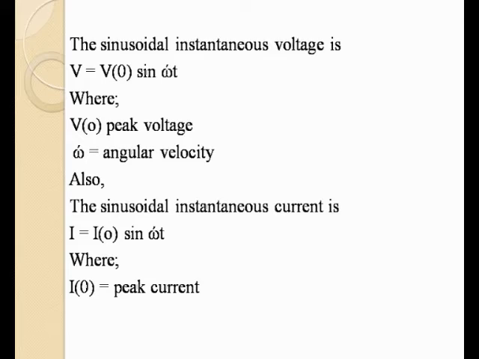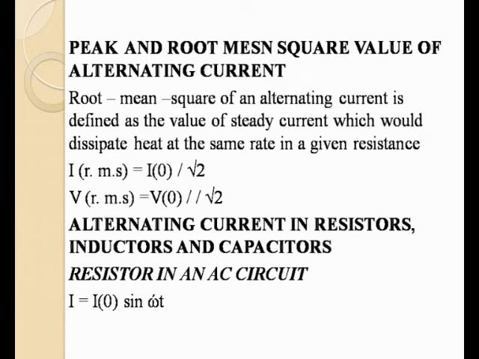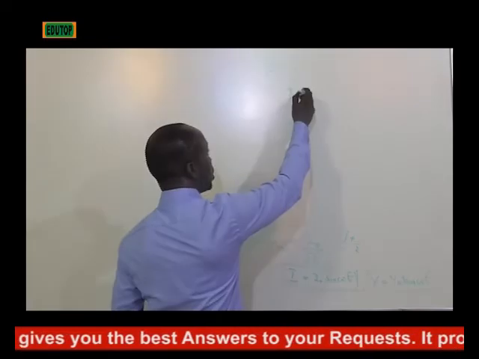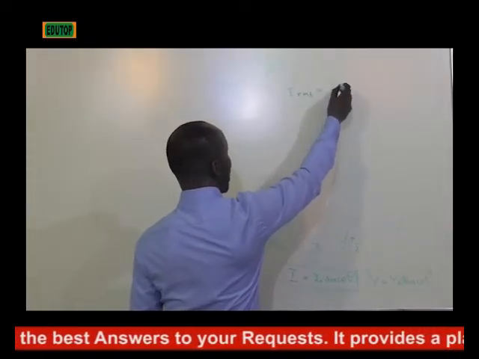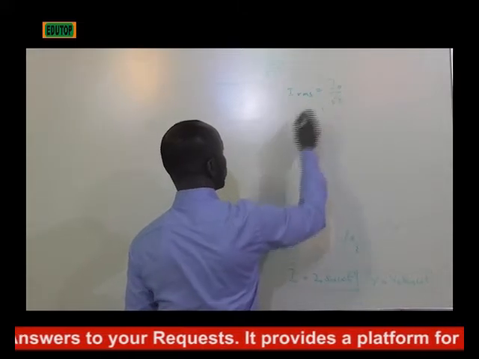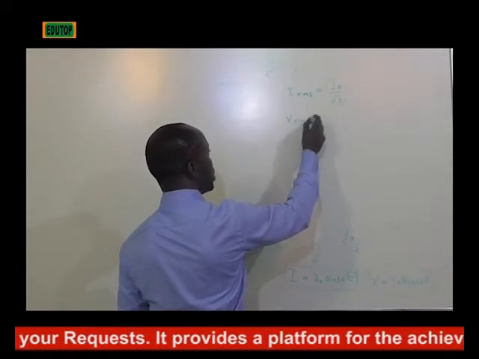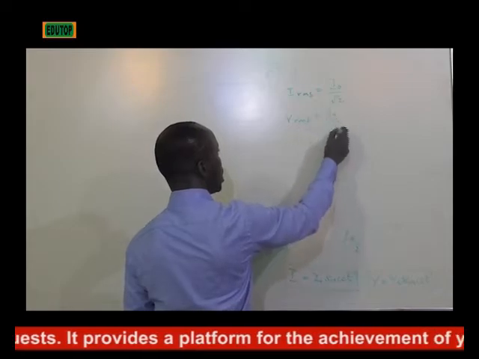Now let's go to peak and root mean square value of alternating current. It is defined as the value of the steady current which will dissipate heat at the same rate in a given resistance. So remember, I said your I RMS is the same thing as I naught over root 2. Your V RMS is the same thing as V naught over root 2.